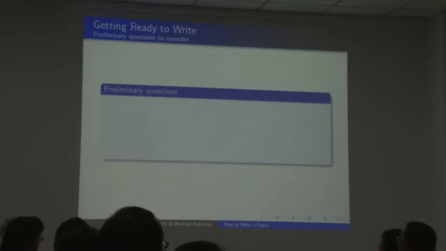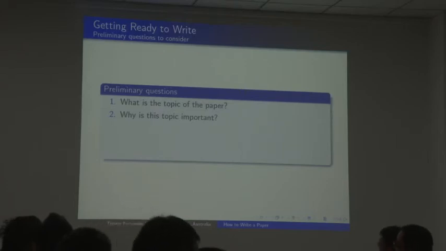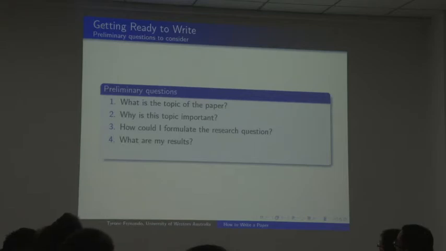So what are some of the preliminary questions that we need to consider? We need to think about what is the topic of the paper. Why is this topic important? Before writing, we need to think about these things. How could I formulate the research question? Because you will be solving a problem, but how do you state the problem? Because you need to state the problem. And what are my results?